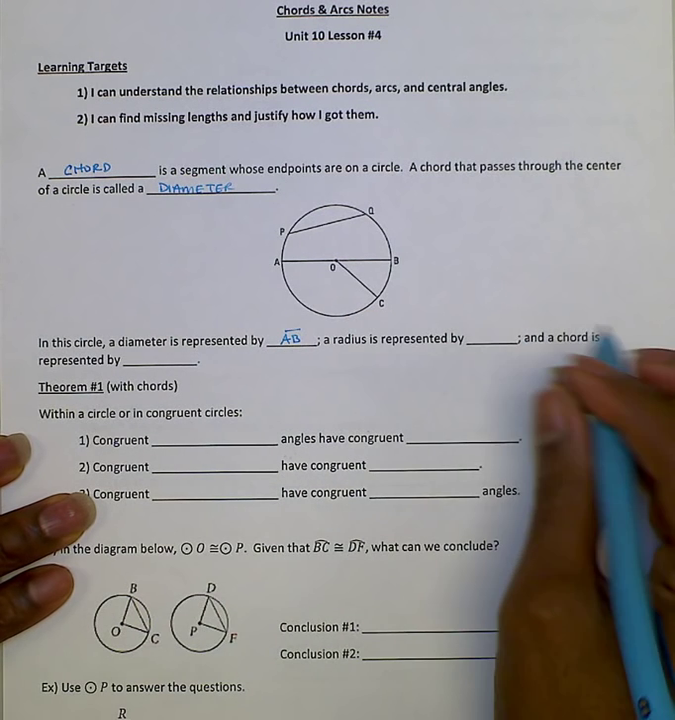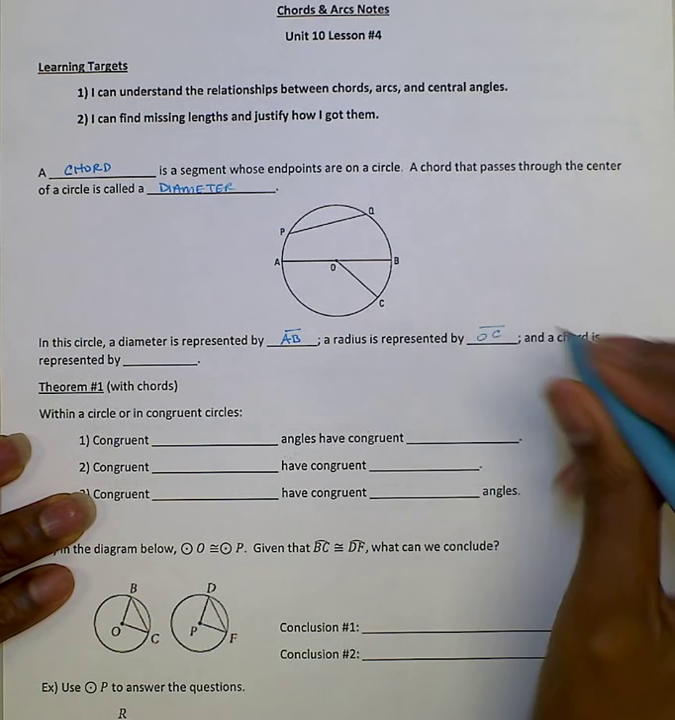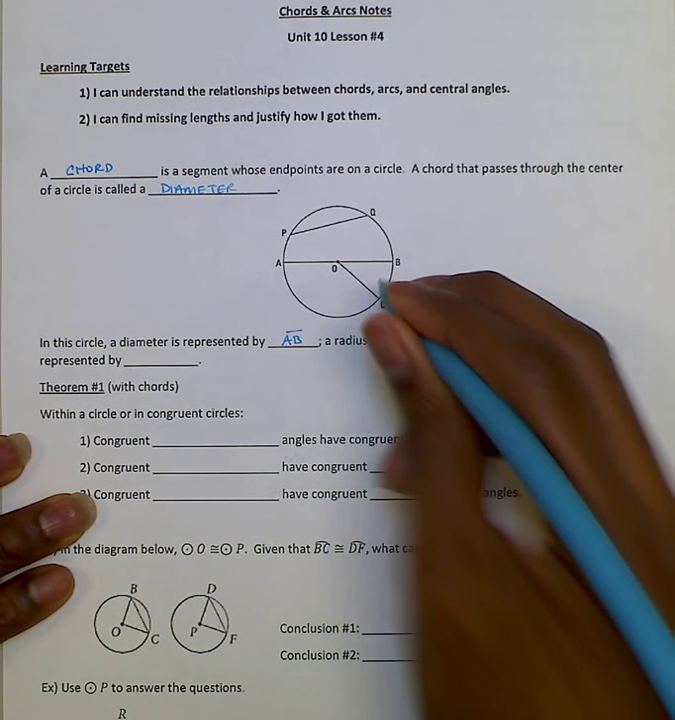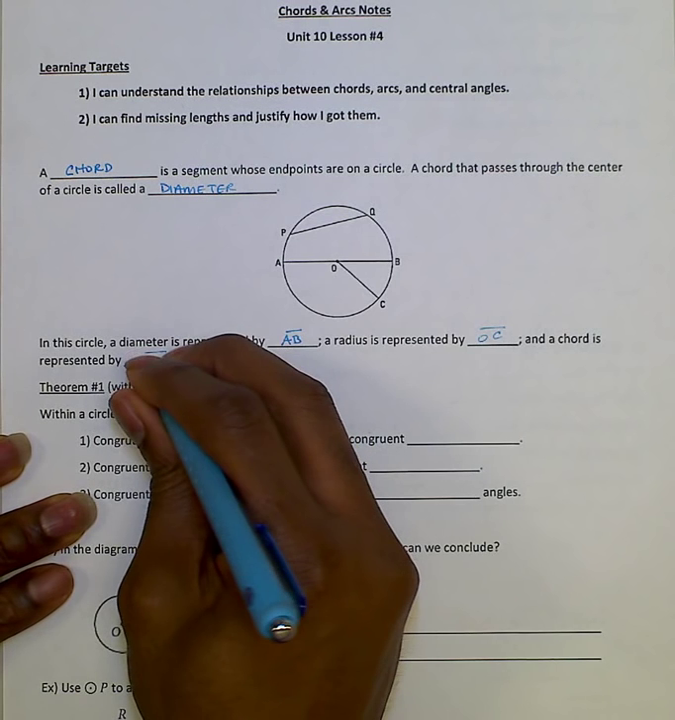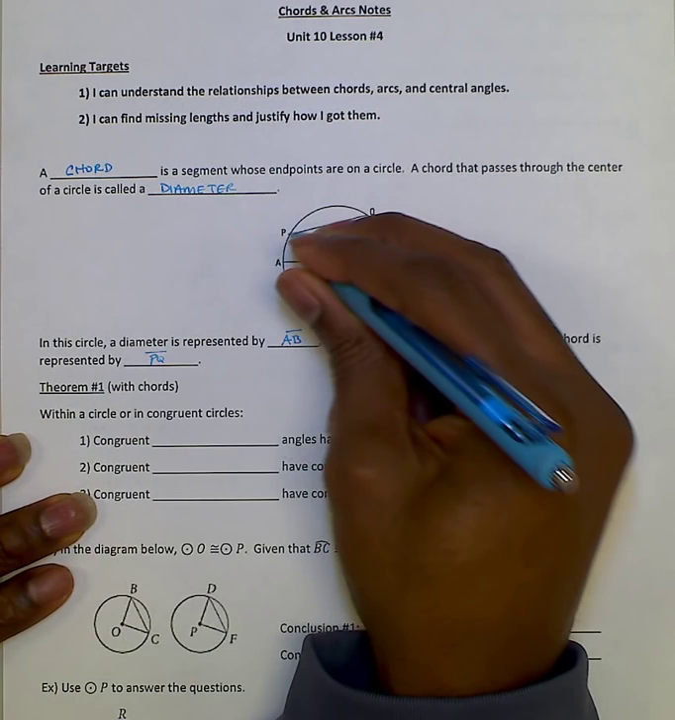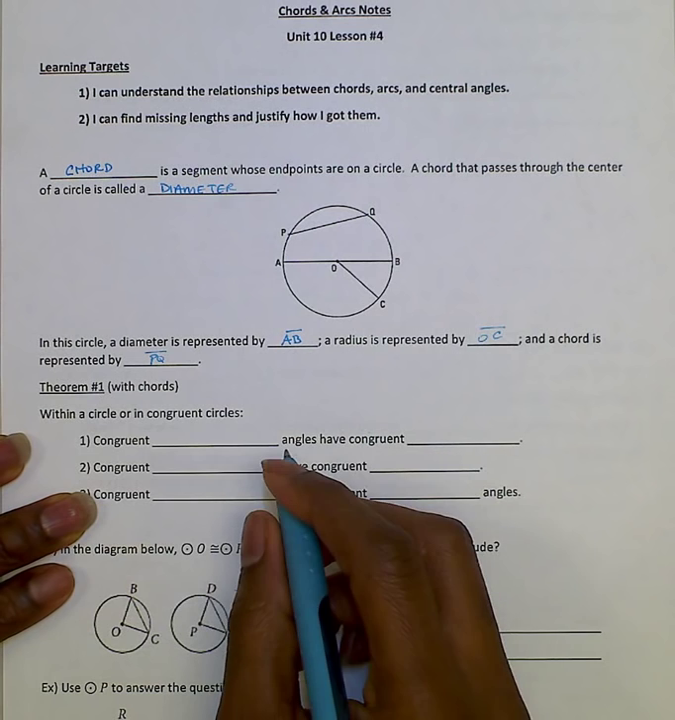A radius is represented by, say, OC, center to the side, and a chord is segment PQ. See that it has two endpoints on the circle. So some terms there. Make sure you look at those and get accustomed to those.